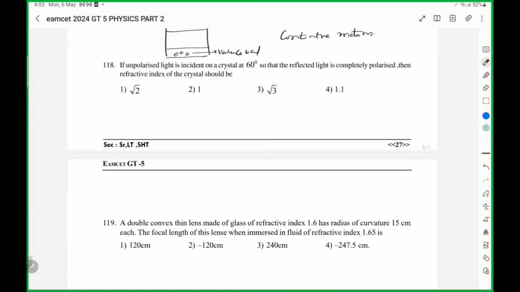Here, when a ray of light is incident on a plane surface, it is completely polarized for one particular angle, that is the polarizing angle. So mu is equal to tan theta. Theta is 60 degrees.